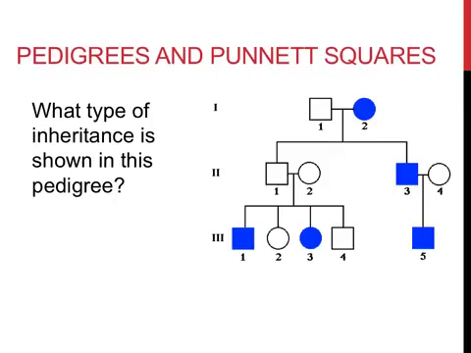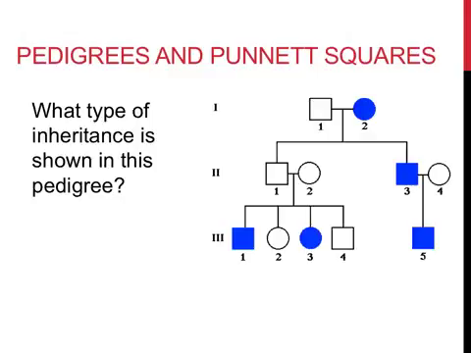Sometimes, instead of being given the type of inheritance for a particular problem, you'll be asked to find it yourself. This question asks, what type of inheritance is shown in this pedigree? To recall the earlier slides, you've got 3 options: autosomal dominant, autosomal recessive, or X-linked recessive. And again, the idea is to eliminate options and not to jump to a conclusion right away.